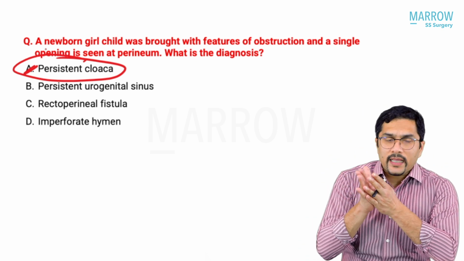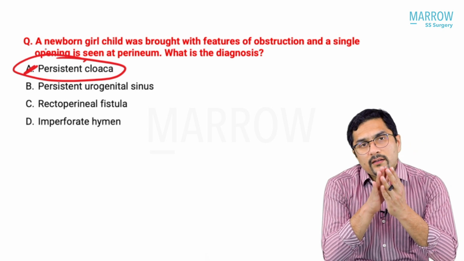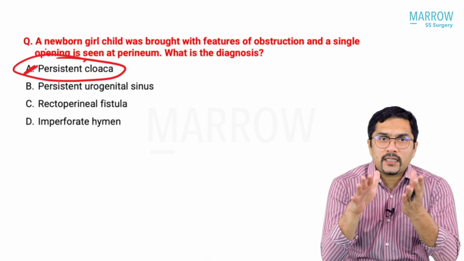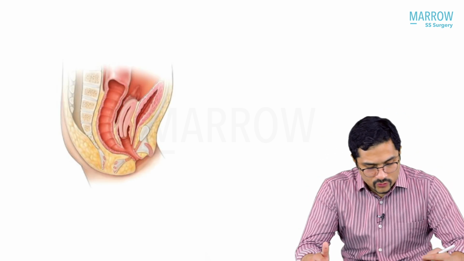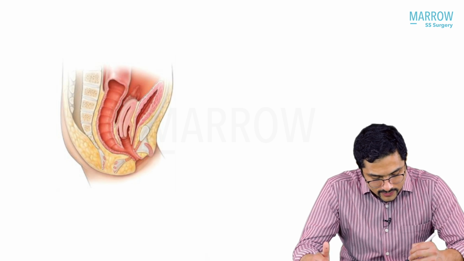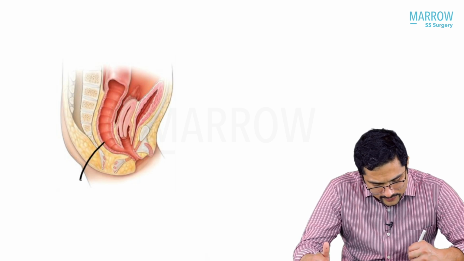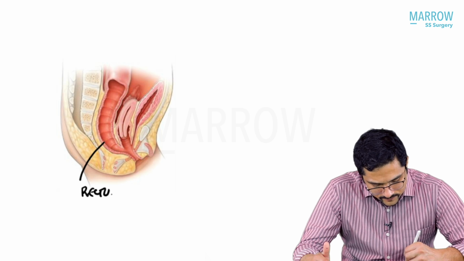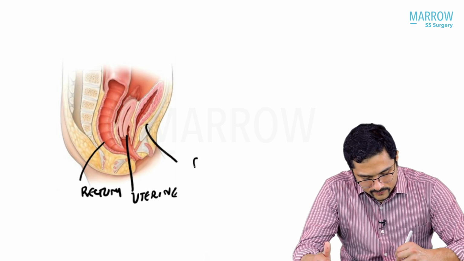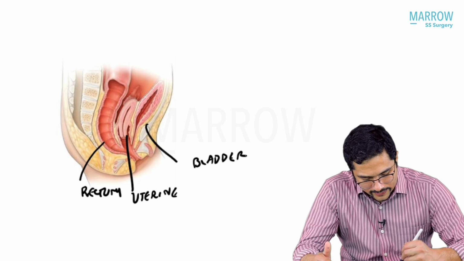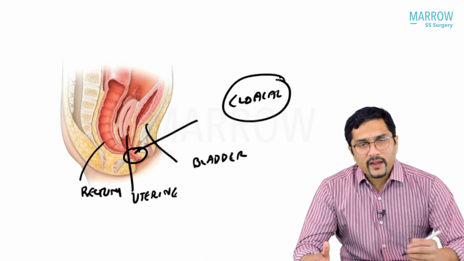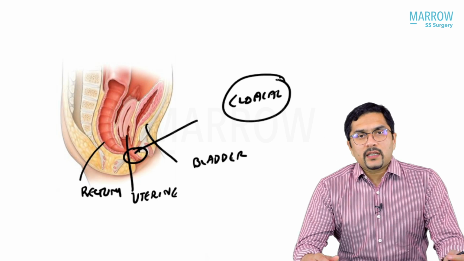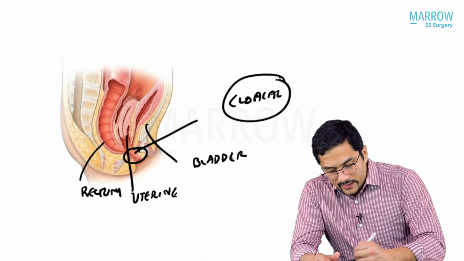You know that during embryogenesis, the fecal passage and the urinary and the urogenital passage, they get separated, right. But if they do not get separated, it is going to give rise to a persistent cloaca. So, you can see here that the rectum, the uterine and the bladder opening are common, and this common opening is known as a cloacal opening, and this is classified as one of the anorectal abnormalities, anorectal defects which are there.